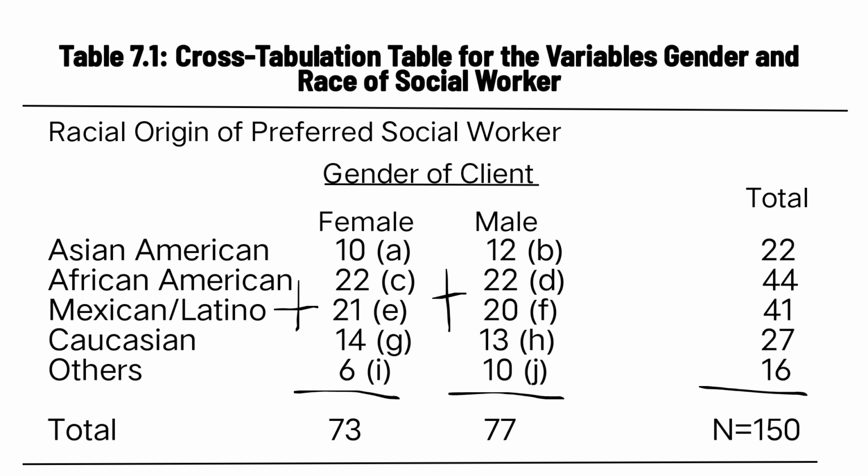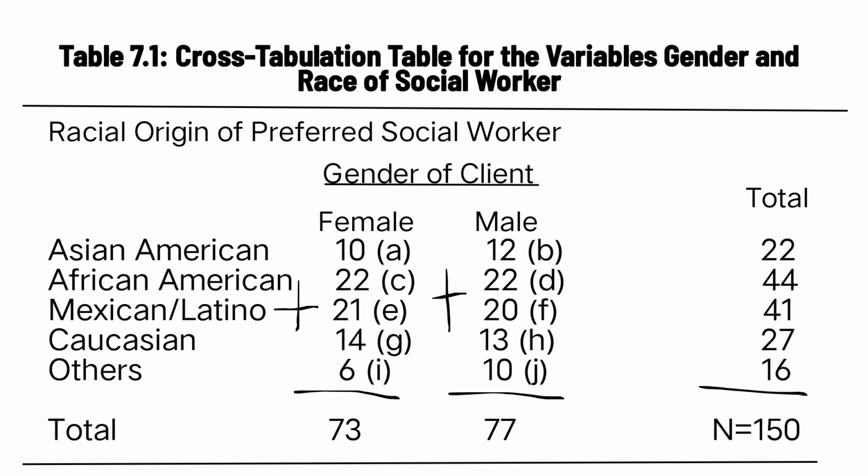Here is Table 7.1, the cross tabulation table for the variables gender and race of social worker, the racial origin of preferred social worker. These are the population that we made our social worker variables, gender and race.